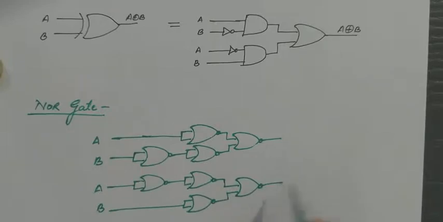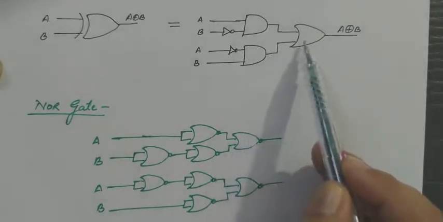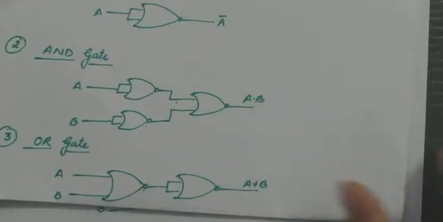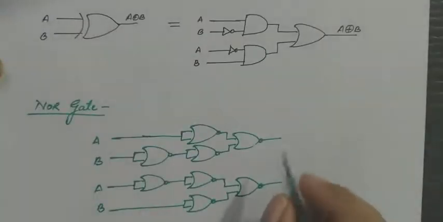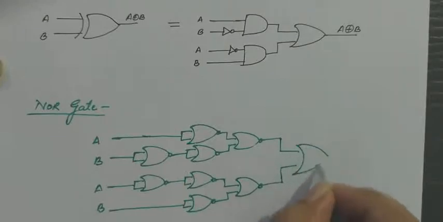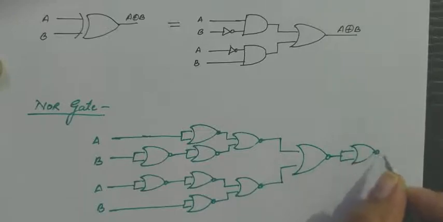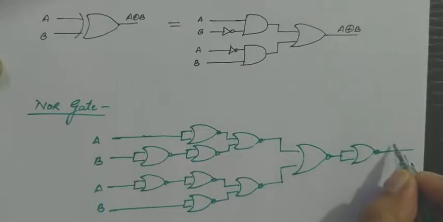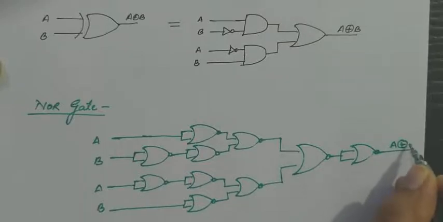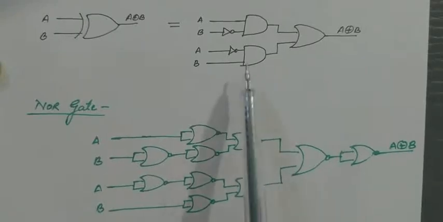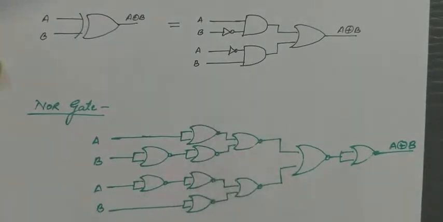Fine. Now these two outputs are going through this OR gate. So now we have to make the OR gate, and OR gate we can represent using this. So we'll add an OR gate here. See, now this is the required output, A XOR B. So we have to simply replace the basic gates by the universal gate representation.